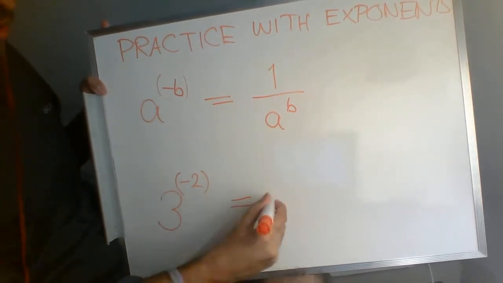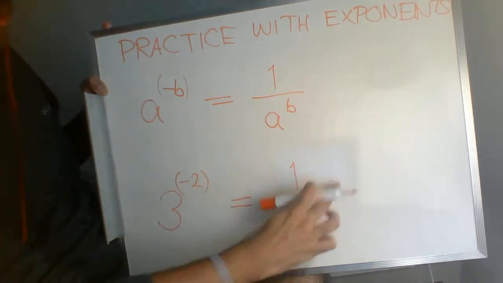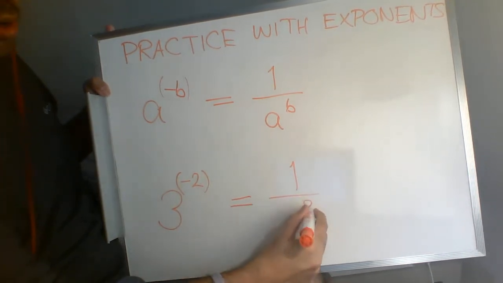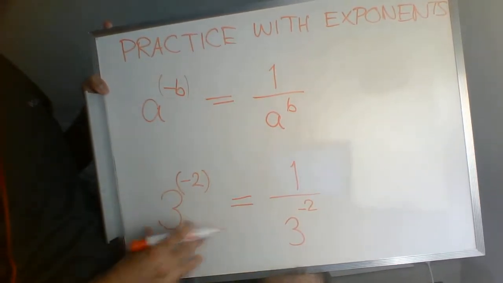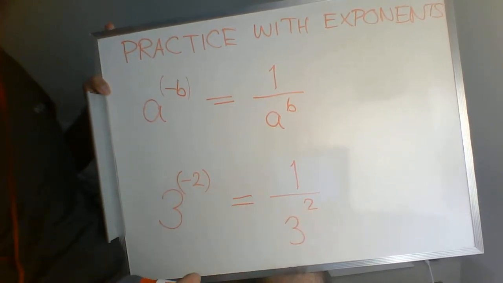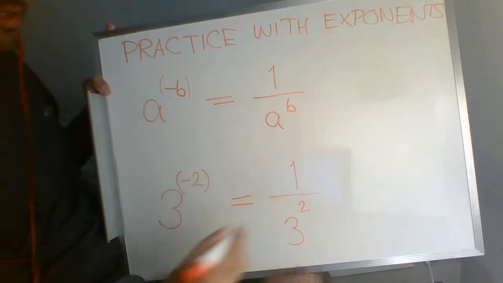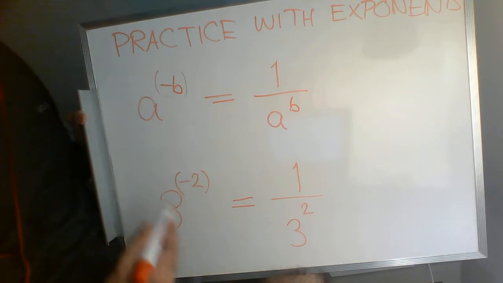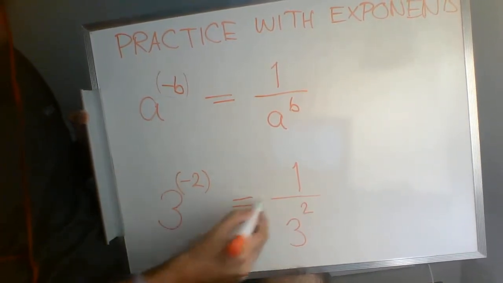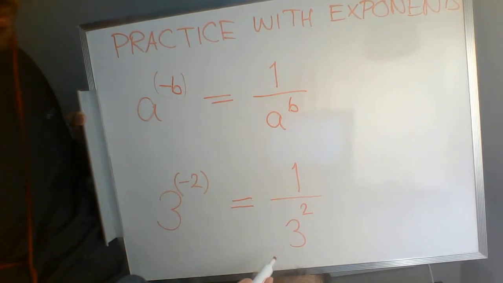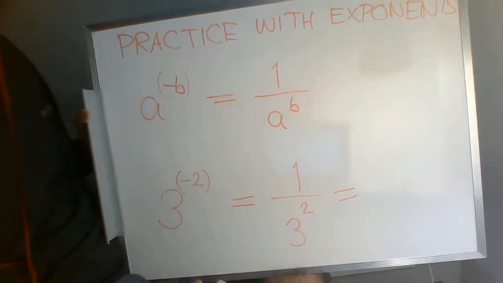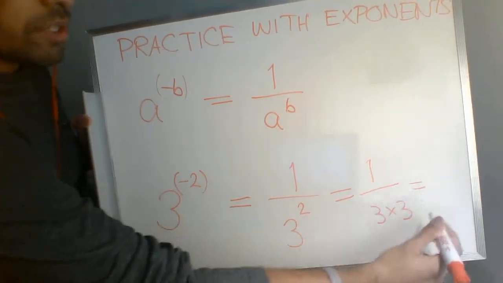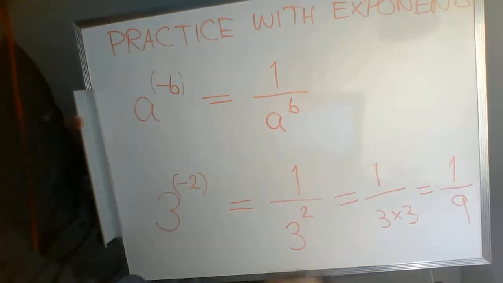What that's going to mean is I'm going to have a fraction where my numerator is 1, and then my denominator is the same thing that I started with, so my base is 3, and my exponent was negative 2, but I'm going to make my denominator everything that I started with, but just change that minus sign. So instead of having an exponent of negative 2, I just have an exponent of positive 2. So I've gotten from 3 to the exponent negative 2 to a fraction of 1 over 3 squared. And then 3 squared is going to be 3 times 3, which is equal to 1 over 9.